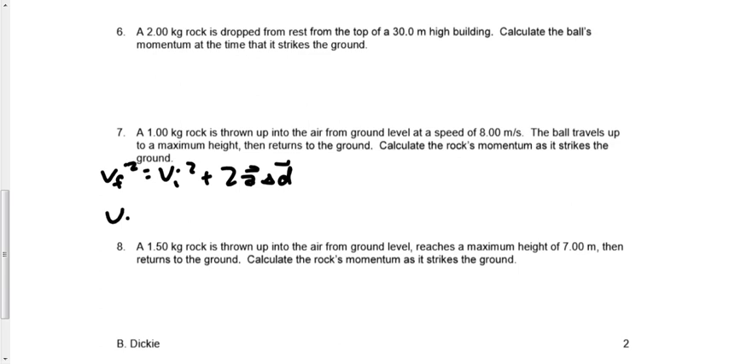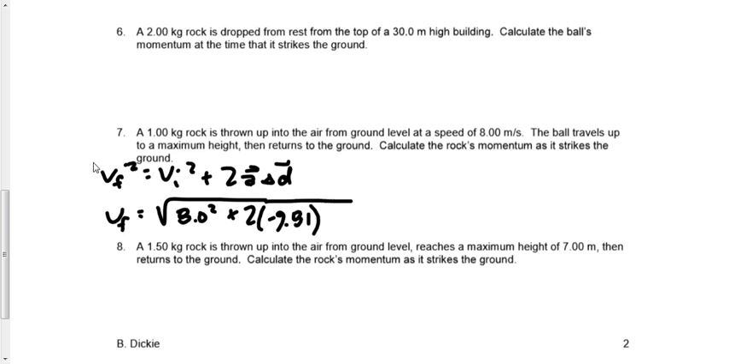We would say VF is the square root of VI, which is 8, squared, plus 2 times A, which is negative 9.81, times D. What's the displacement if we're looking at this entire trip from start to finish? 0. So we'd say 2 times 9.81 times 0. Cross that out. The square root of 8 squared is, lo and behold, 8, right? If we slow down at 9.81 and then speed up at 9.81, we're going to be going the same speed as we started. So it's 8.0 meters per second.